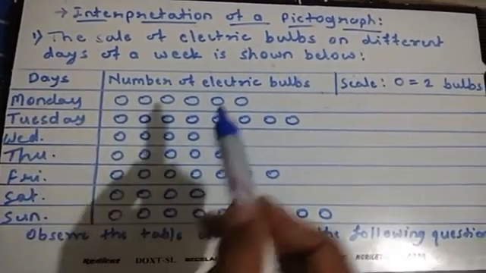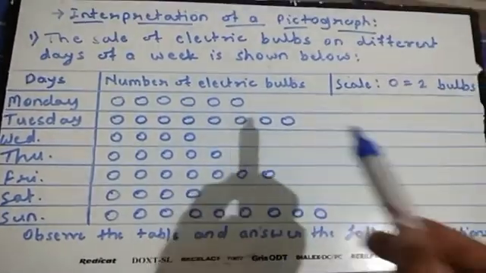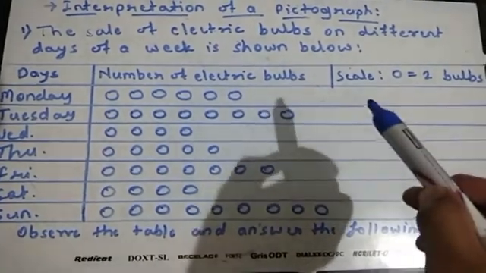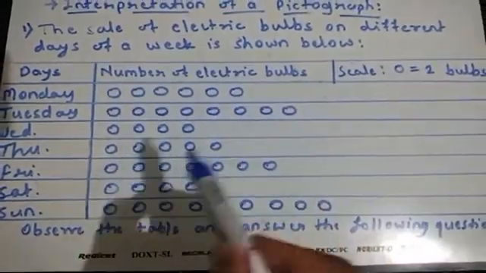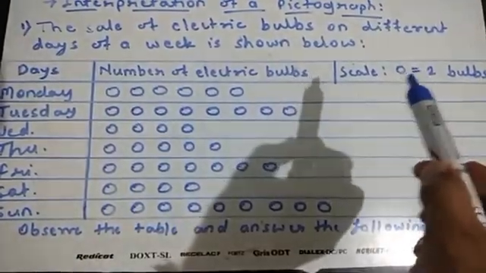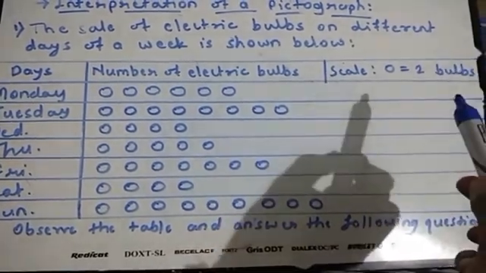Here is the number of electric bulbs. And a very important thing is that the scale is also given. Here you can see some circles. One circle we have to consider as 2 bulbs. And this is the scale.